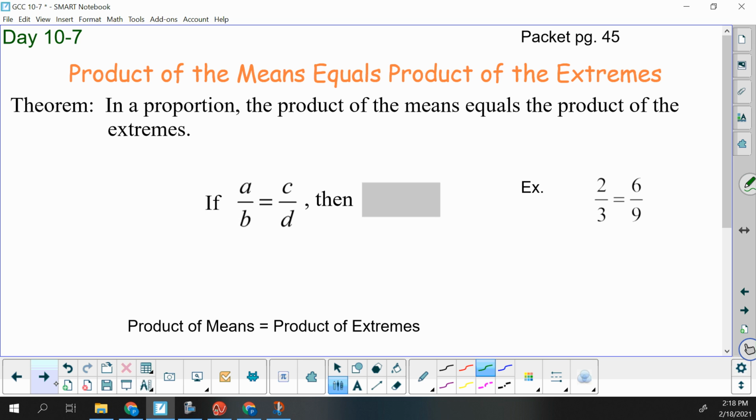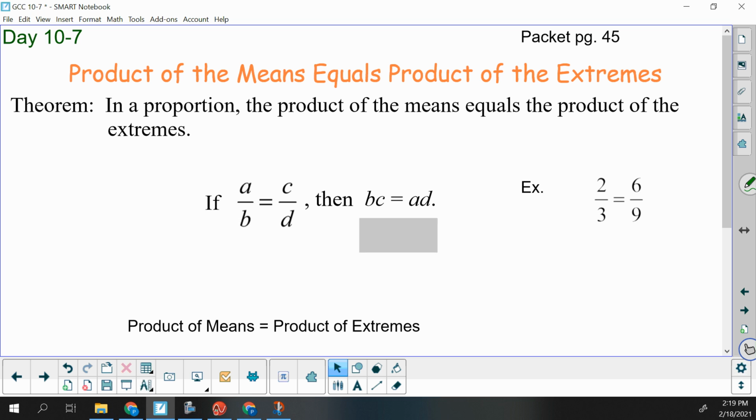And then we'll do our similar triangles implies proportional sides. So for day 7, we're going to start on page 45, and we'll have one new reason that we will add on to our similar triangle proofs. So if you have a proportion, the product of the means is equal to the product of the extremes. So basically that means we can cross multiply. So if we have this proportion here, that means that B times C should be equal to A times D.